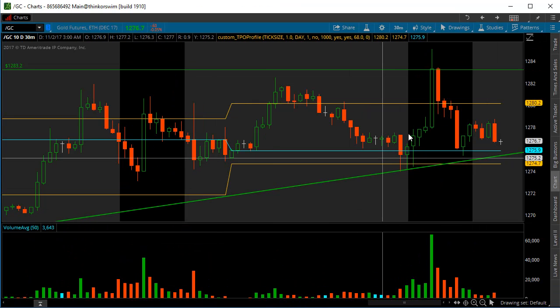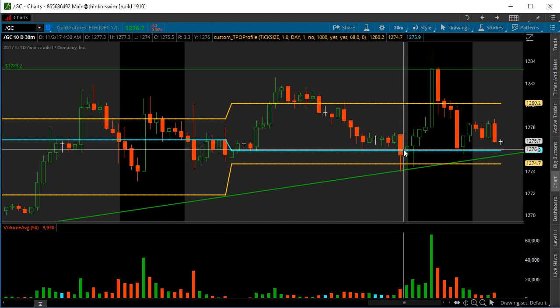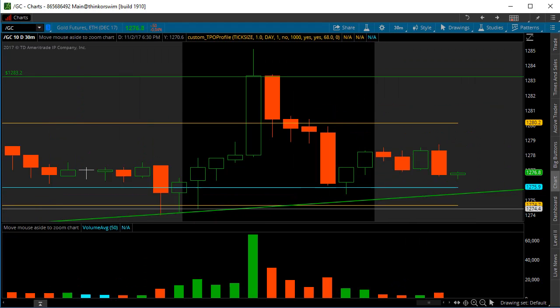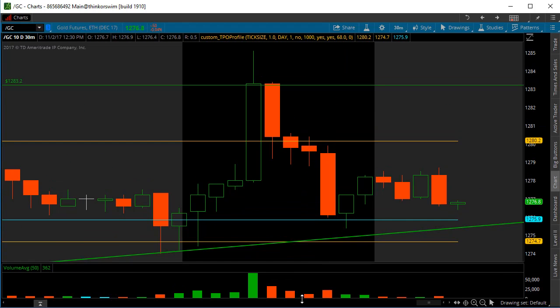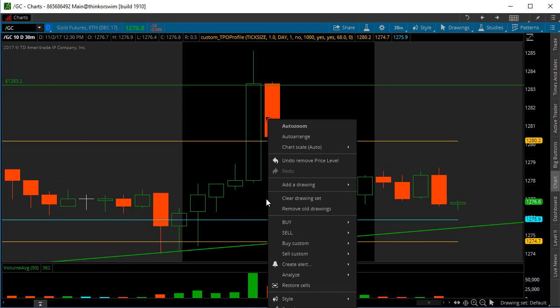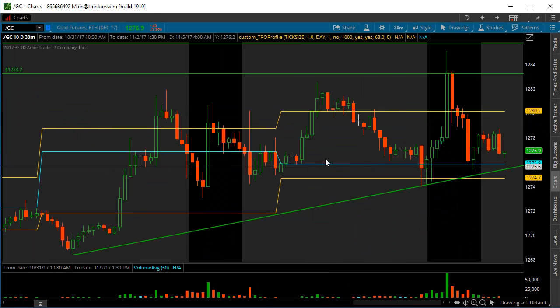So this was a support area, right? You see that support area? And the reason for me to take this trade, not the support area. Let's go back in here, right? You see that big, huge volume bar, right? Sorry, guys.